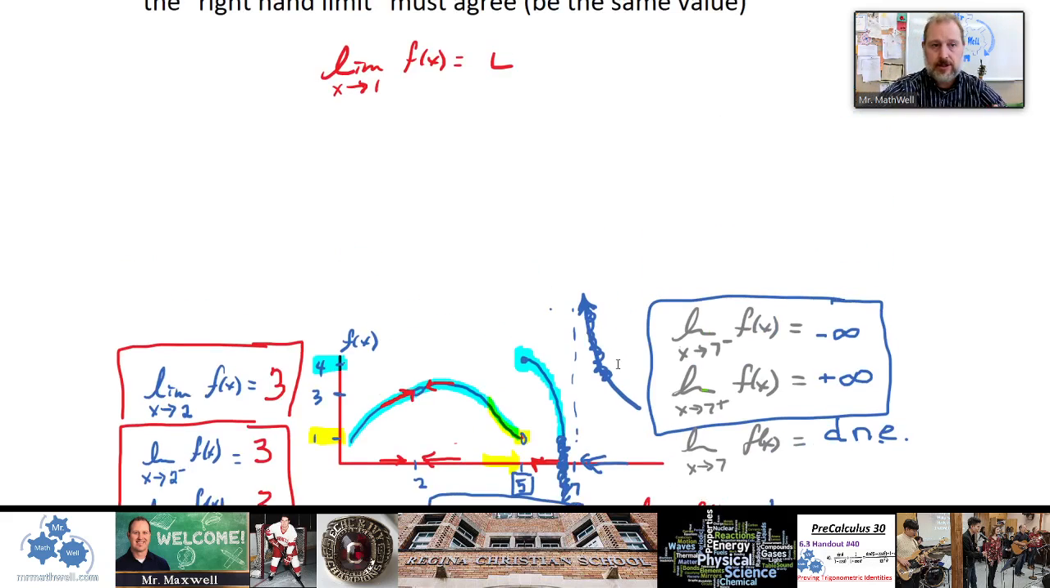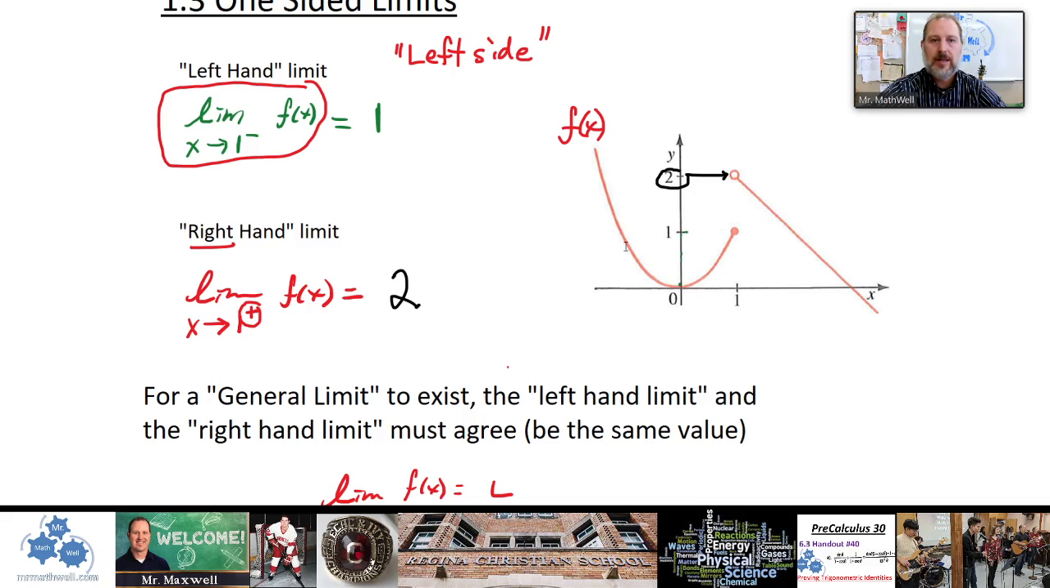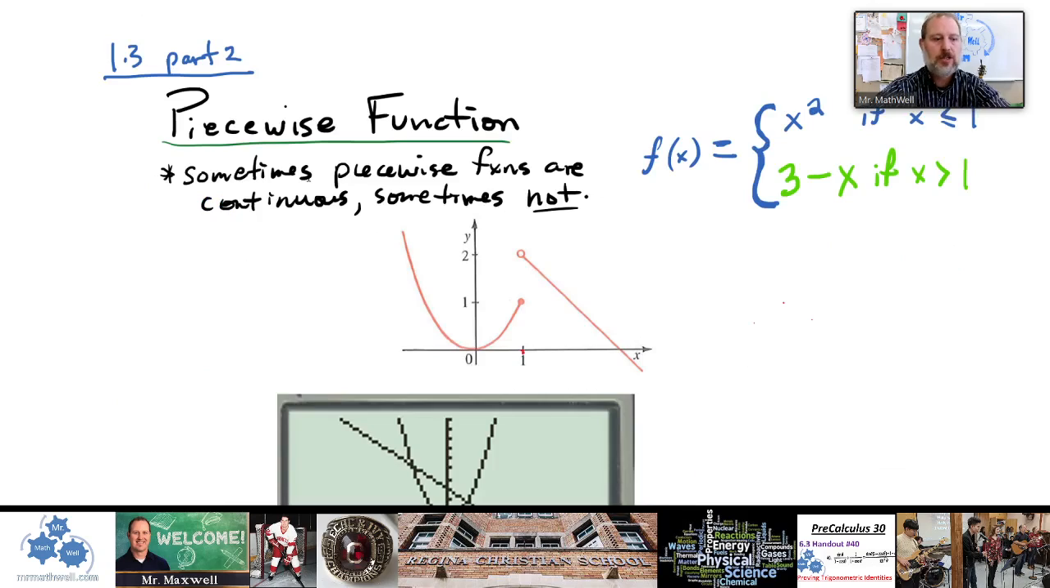Okay, so that's just a brief introduction on left-hand and right-hand limits. I will talk about these types of graphs here in the next section. In part 2, it's called piecewise functions.